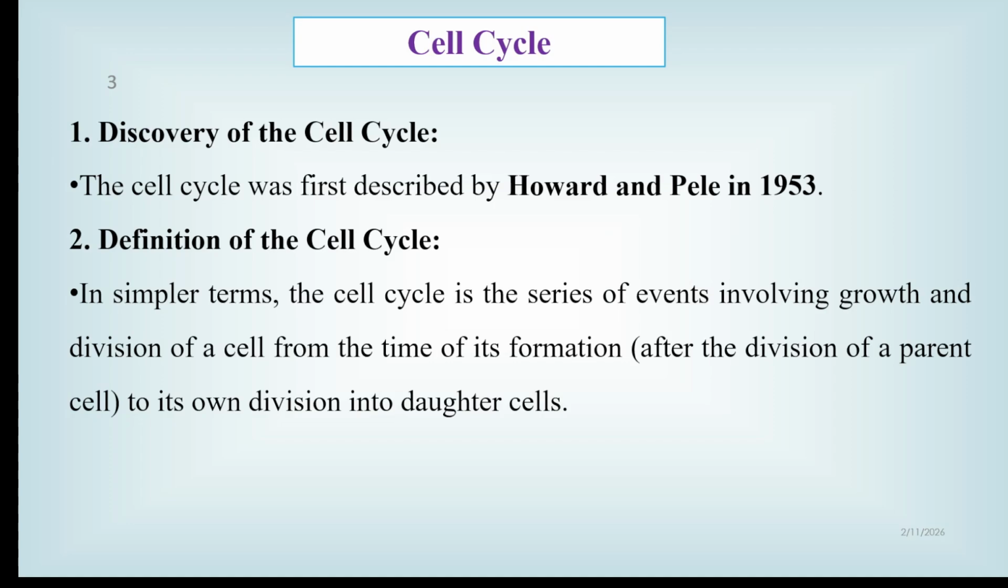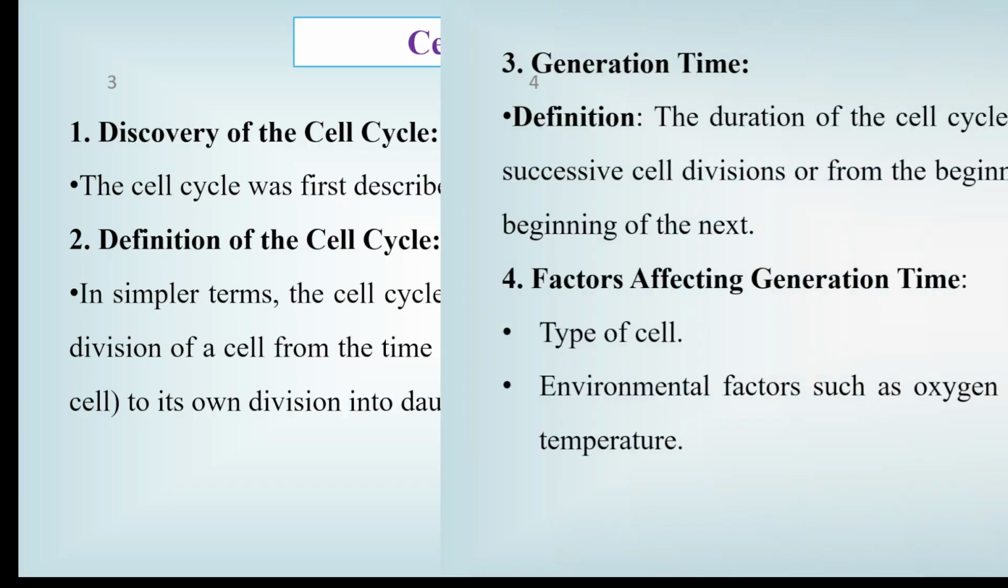In simpler words, you can define the cell cycle as the series of events involving growth and division of the cell, from the time of its formation to its own division into two daughter cells. That is nothing but the cell cycle.